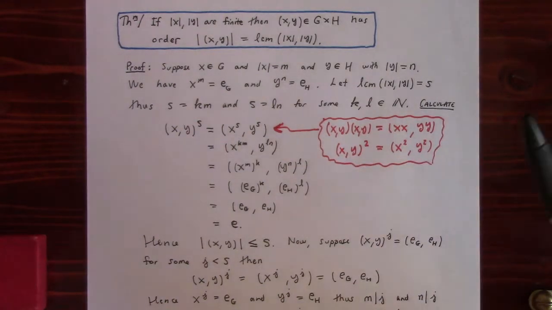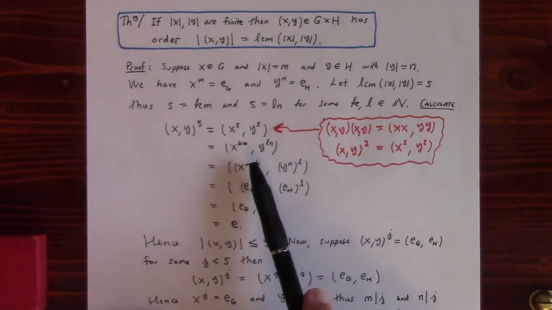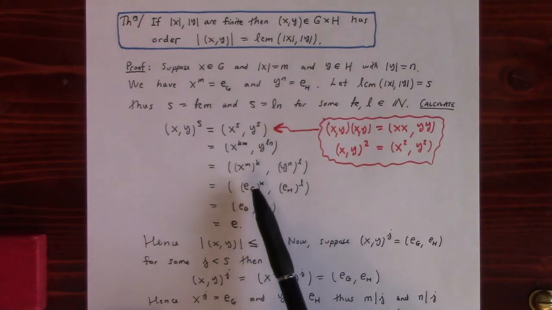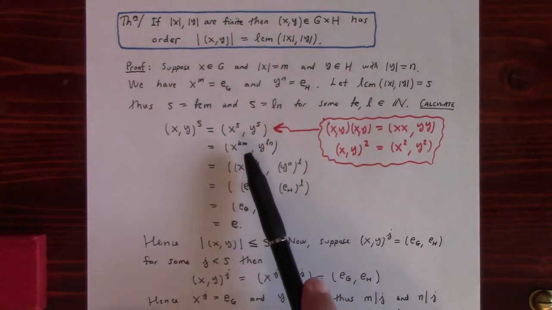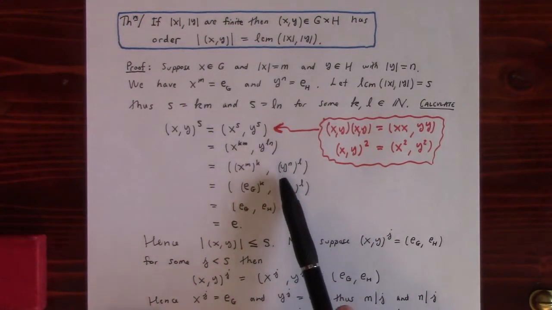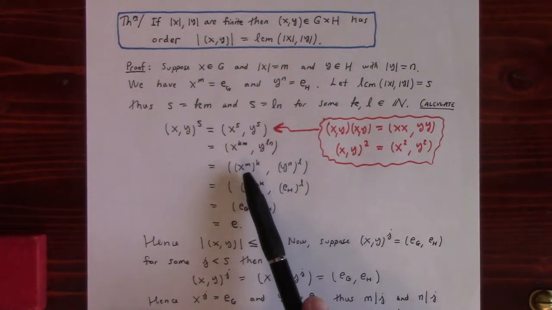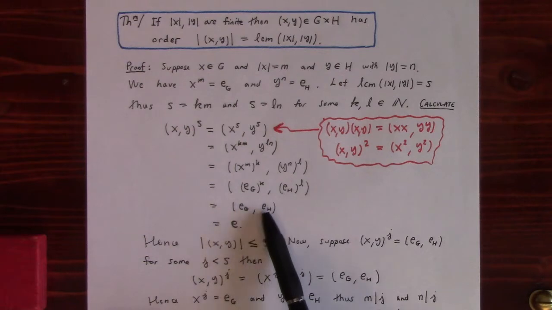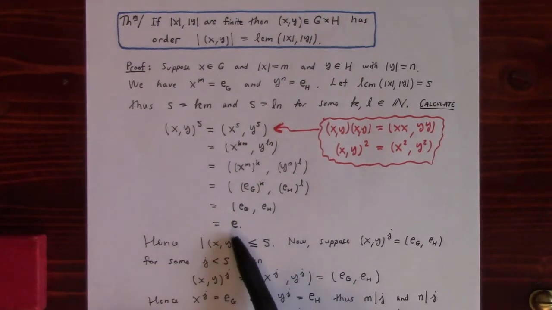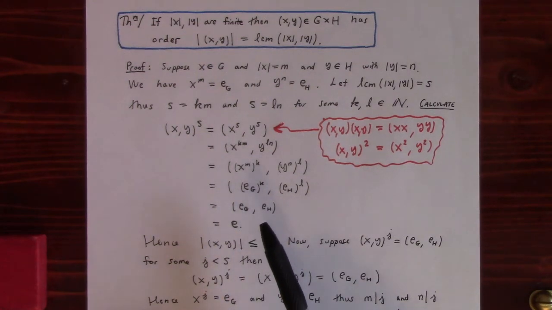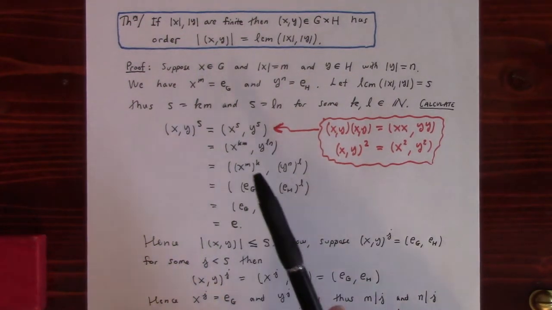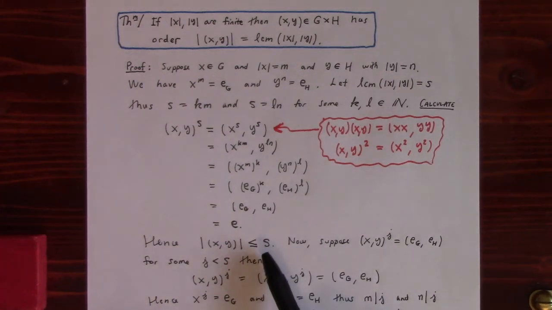Anyway, so we have x to the s, y to the s, which of course is x to the km and y to the ln, but by laws of exponents that's x to the m to the k, and y to the n to the l. But remember, that's e sub G and that's e sub H. So you have the identity to powers, which of course is the identity, which then gives you back the identity in the direct product. So that shows that the order of x comma y is at most s, because we've shown that the s power gives back the identity.